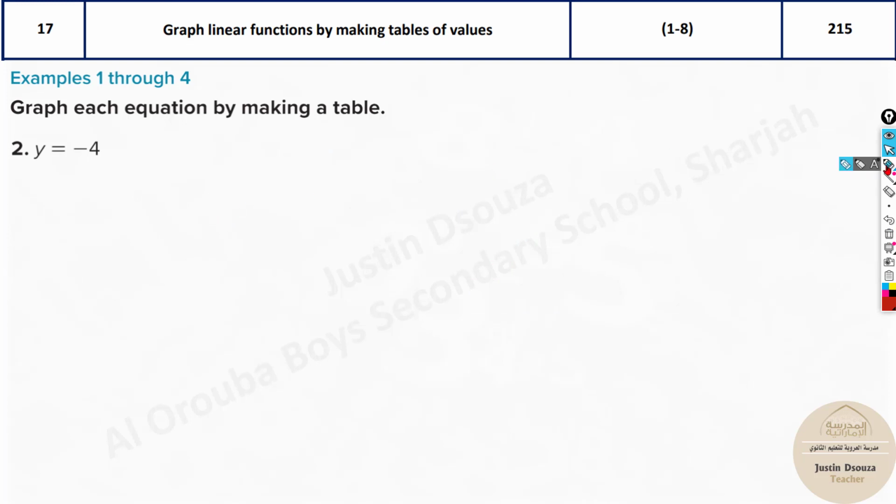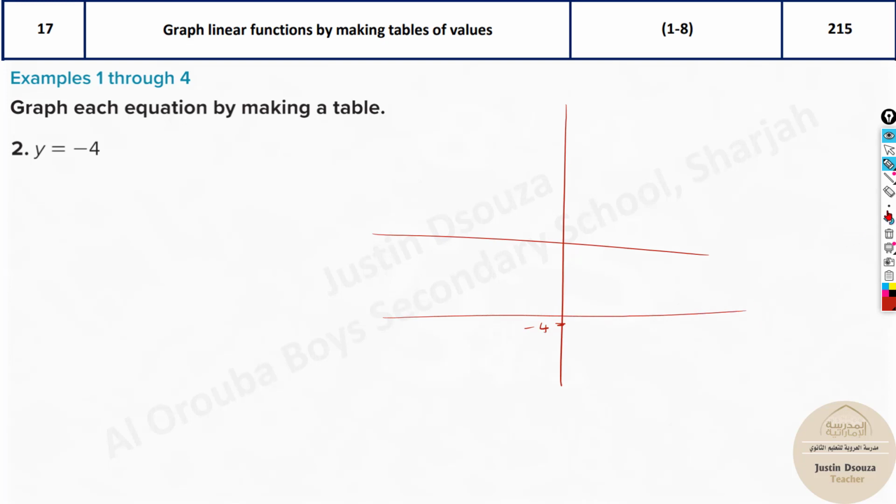This one now, y is minus 4. The same concept that we did. Instead of x now, look, where is y minus 4? Over here somewhere. So all you need to do is draw a straight line over there, which passes exactly through this point, okay? So that is the answer.